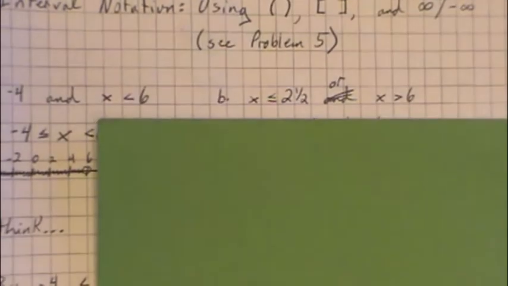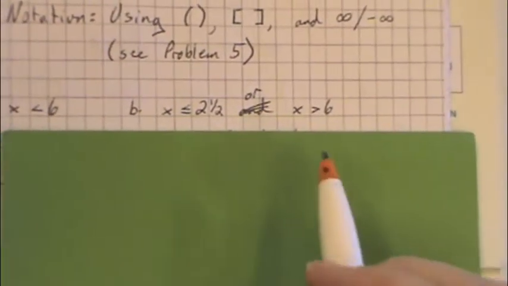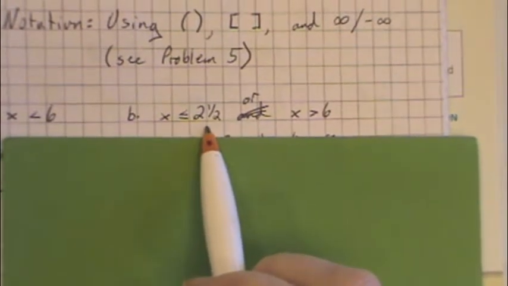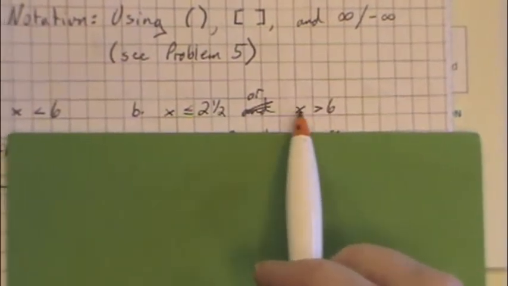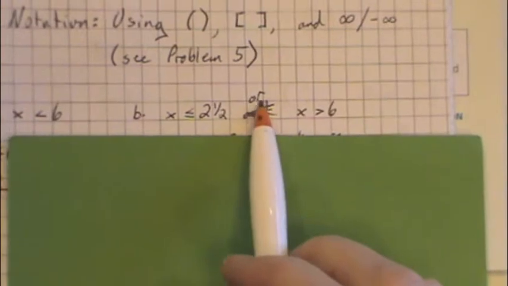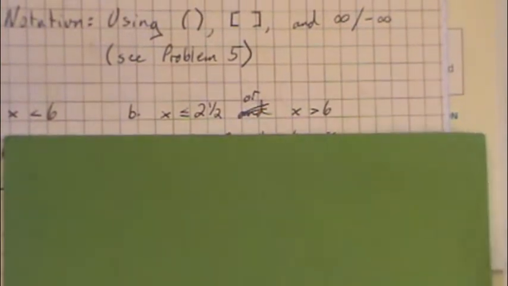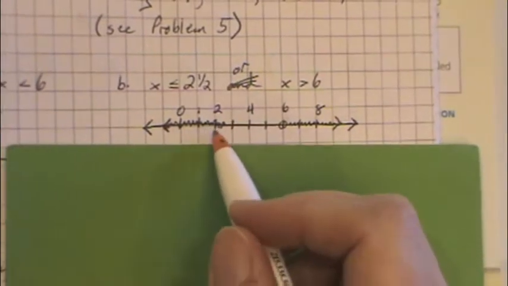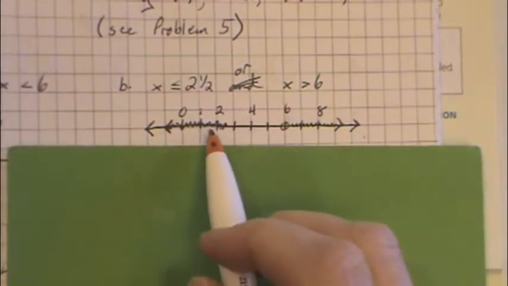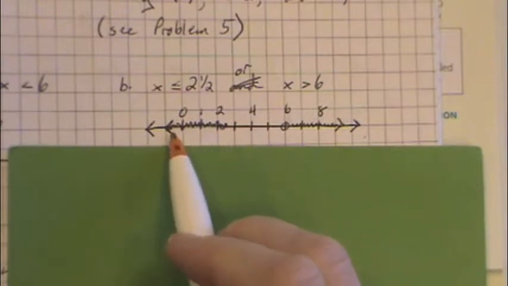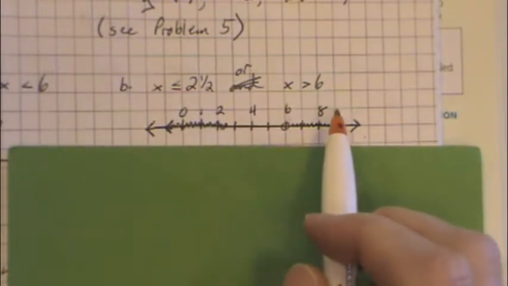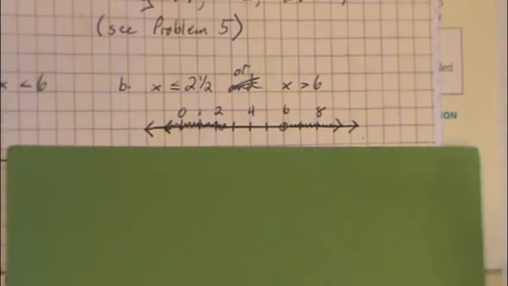Now let's move over to letter B. It's not an and, like I tried, it's an or. X is less than or equal to 2.5, or X is greater than 6. You can't do anything else to combine those because we have no math symbol for or. And so your graph is going to have two distinct sections on it. One to show that X is less than or equal to 2.5, and another to show that X is greater than 6.